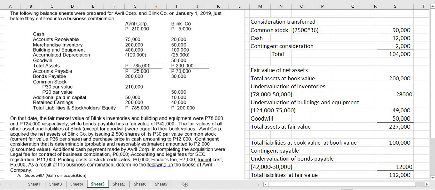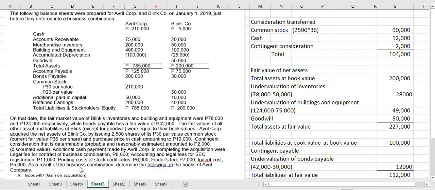So yun yung discounted value niya. So additional cash payment made by Avril Corporation in completing the acquisition were legal fees for contract of business combination, that's 8,000. Accounting and legal fees for stock registration, that's 11,000. Printing cost of stock certificates, that's 6,000. Finder's fee, 7,000. Indirect cost was 5,000.